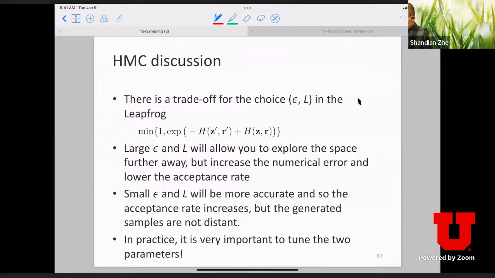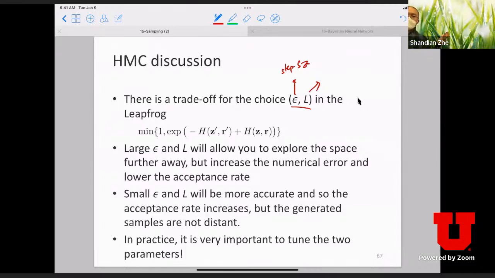So actually, the performance or the behavior of your Hamiltonian Monte Carlo sampling algorithm is very sensitive to the choice of epsilon and L. Epsilon here corresponds to the step size; you run your leapfrog to solve the system, right? And L is the number of steps. So you can imagine, given the same epsilon, the larger L means you're going to evolve your system to a longer time t, right?